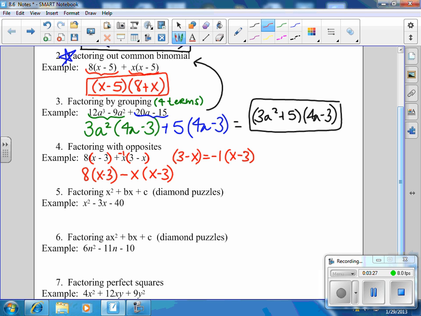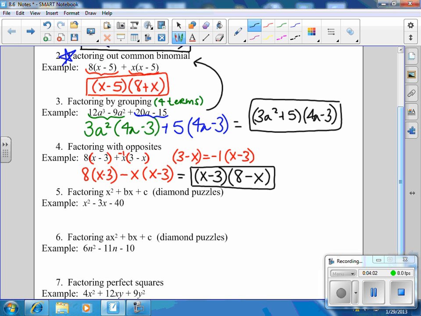And now this looks like the last two problems we did, both number 2 and number 3. They both have the same binomial in common, so we can factor that out. They have an x minus 3. And then when we take that out, we're left with 8 minus x. So almost all of those ones have to do with finding a GCF first and then factoring out a common binomial. Then we moved on to 8.3 and 8.4, where we had the whole diamond puzzle.